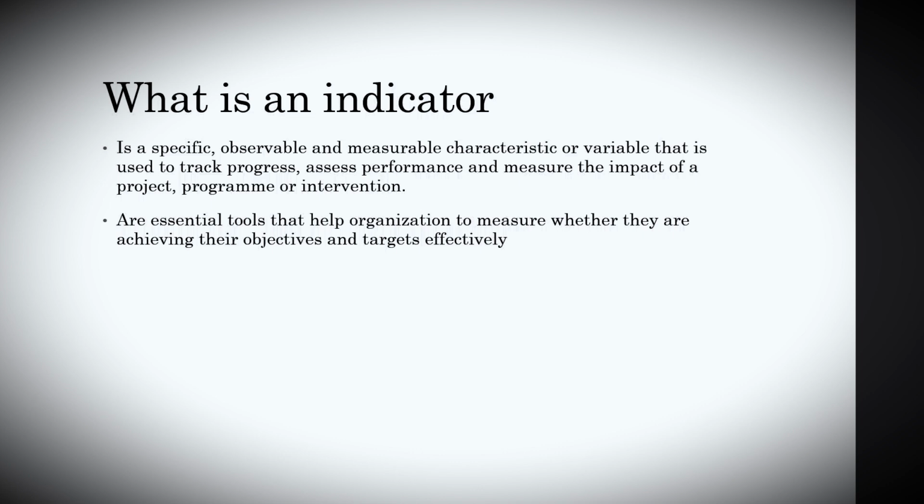An indicator is a specific variable that we use to track the progress of our project, assess the performance of our project, and finally measure the impact of our project or intervention. If we define it in another way, an indicator is an essential tool that helps organizations to measure whether they are achieving the objectives and targets effectively.